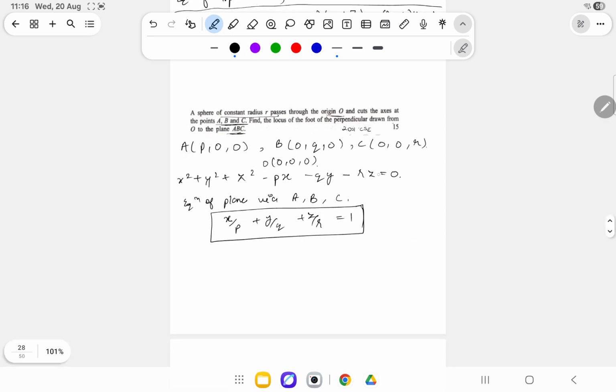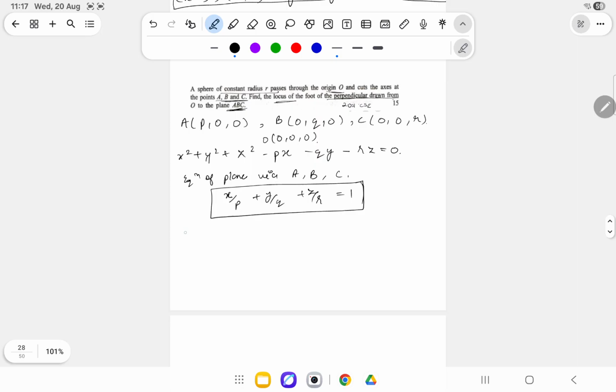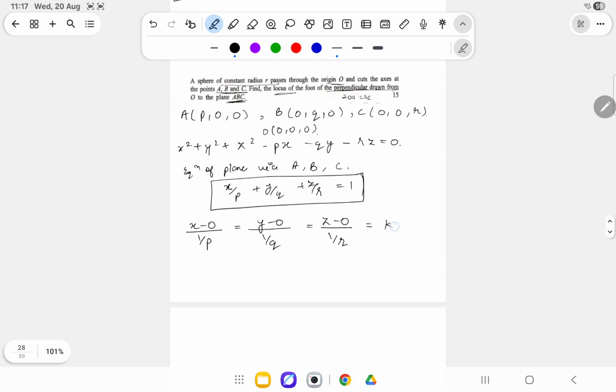So it says that we are supposed to find locus of foot of perpendicular drawn from origin to the plane ABC. So we can easily find the equation of perpendicular line to the plane ABC, which is passing through origin. So equation of that line will be x minus 0 upon 1 by P equals to y minus 0 upon 1 by Q equals to z minus 0 upon 1 by R. So if I equate it to any constant, let's say k, so I will get any arbitrary point on the line which is perpendicular to this plane star and passing via origin. So any arbitrary point will be x equals to k by p, y equals to k by q, z equals to k by r.